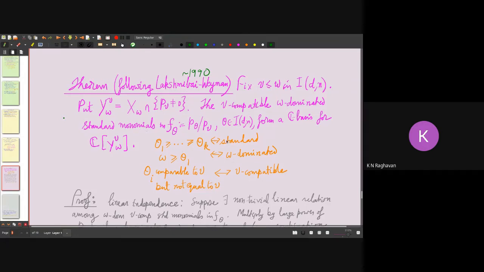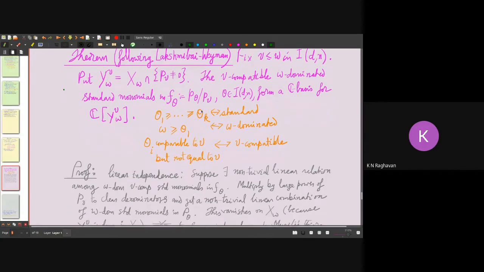Standard we have already seen. W-dominated we have already seen. What is V-compatible? It just means theta must be comparable to V, but not equal to V. Note that if theta equals V, then PV by PV, which is FV, is equal to 1, so it makes sense to omit it. So the statement is that V-compatible W-dominated standard monomials form a basis for this ring. Okay.